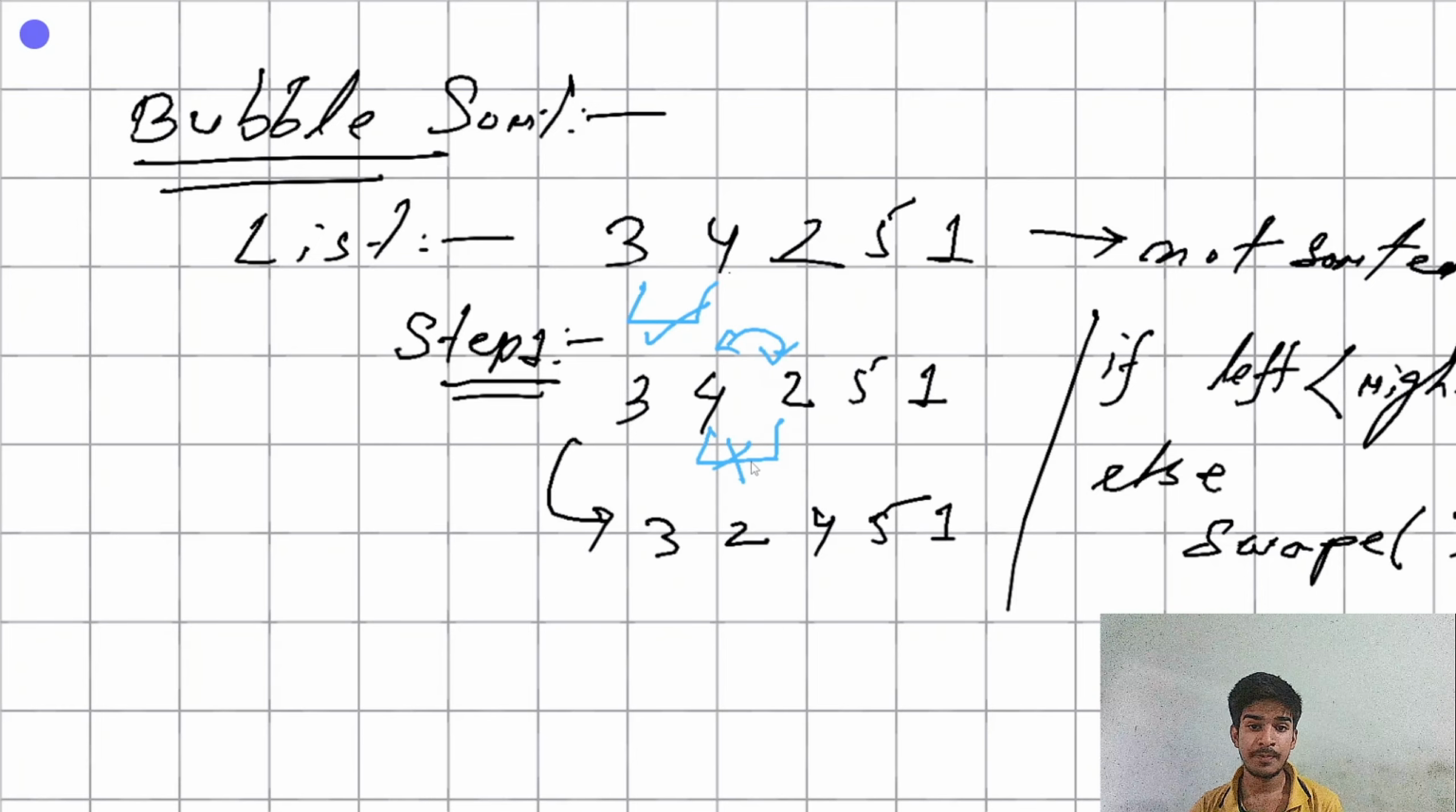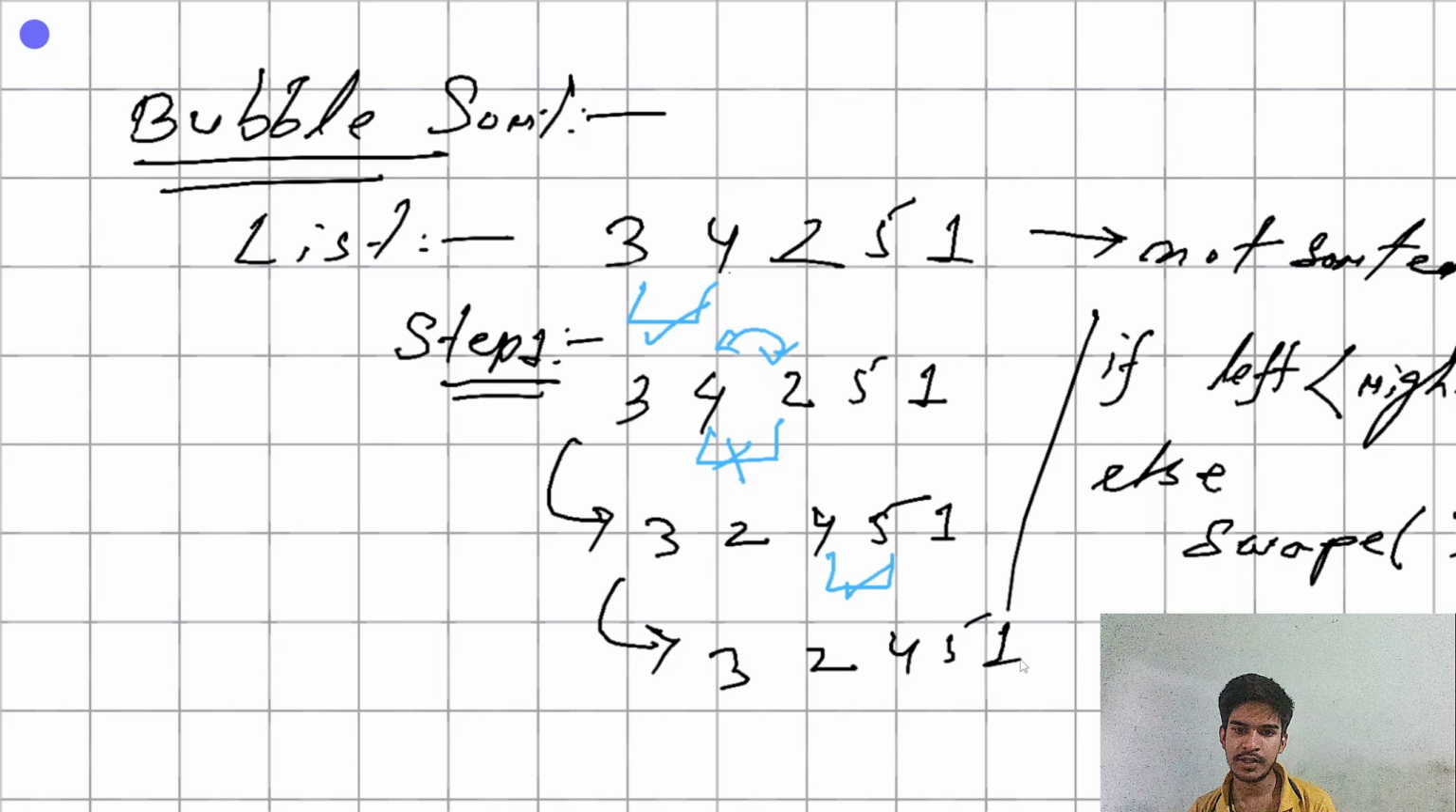Now the next pair is this. Is it correct? Yes, this is correct. So it is now 3, 2, 4, 5, and 1. And again we check this pair. Is it correct? No, it's not correct. So it became 3, 2, 4, 1, and 5. So this is step one, which is done.